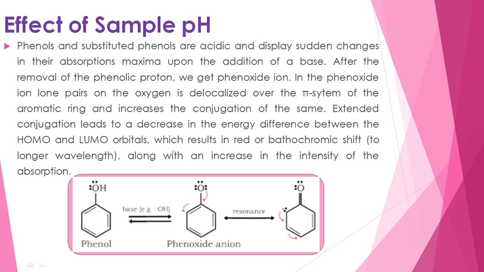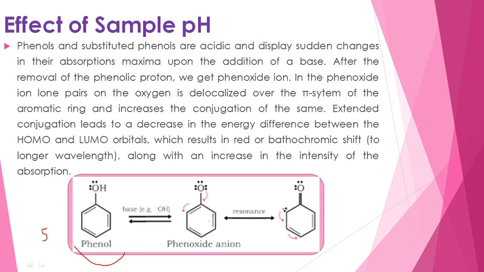Now let me see the effect of sample pH. Here I am taking the example of phenol. Phenol is a weakly acidic compound. As it is acidic, its pH must be observed in the range of 5 to 6. If phenol is treated with base, the base can abstract the proton. As it is acidic, it can easily lose the proton. Due to that, there is a formation of phenoxide ion.